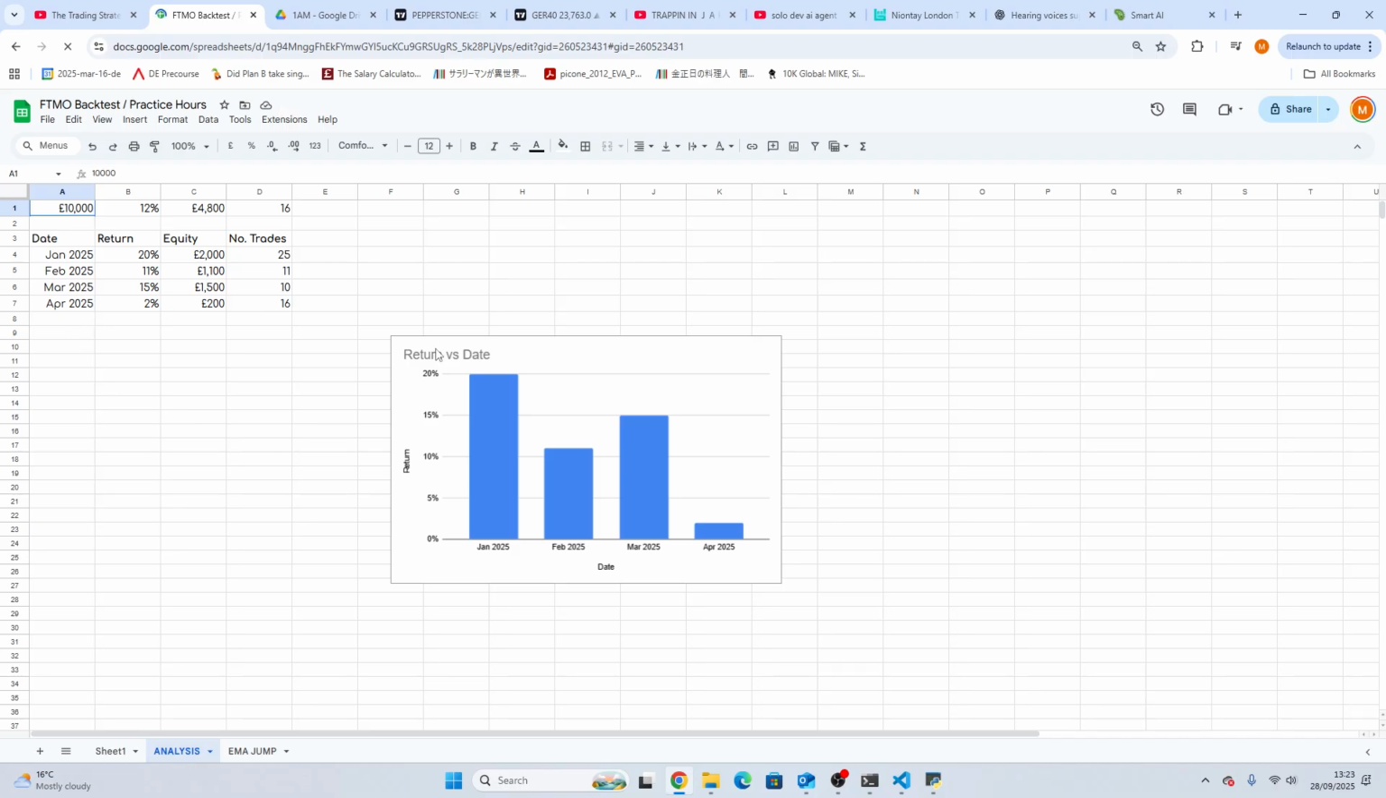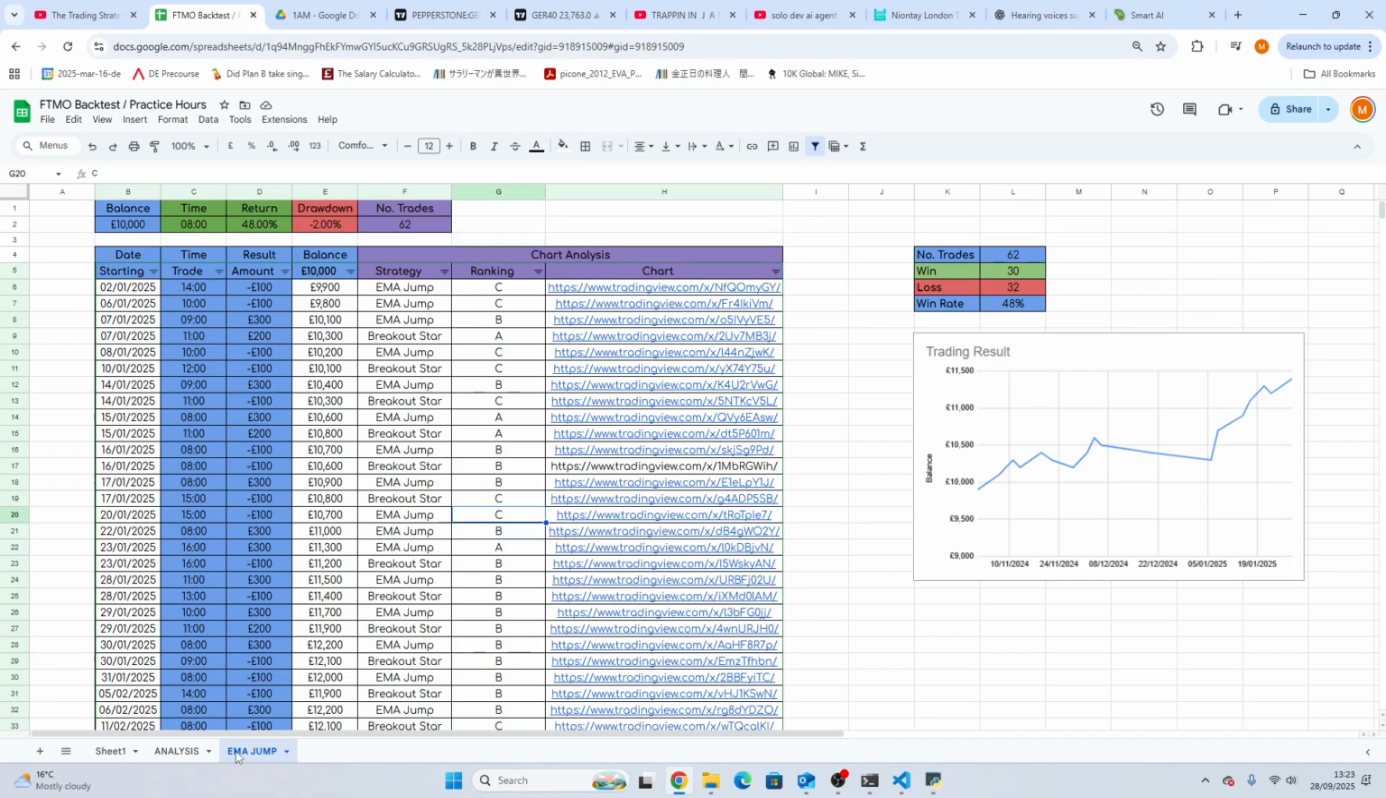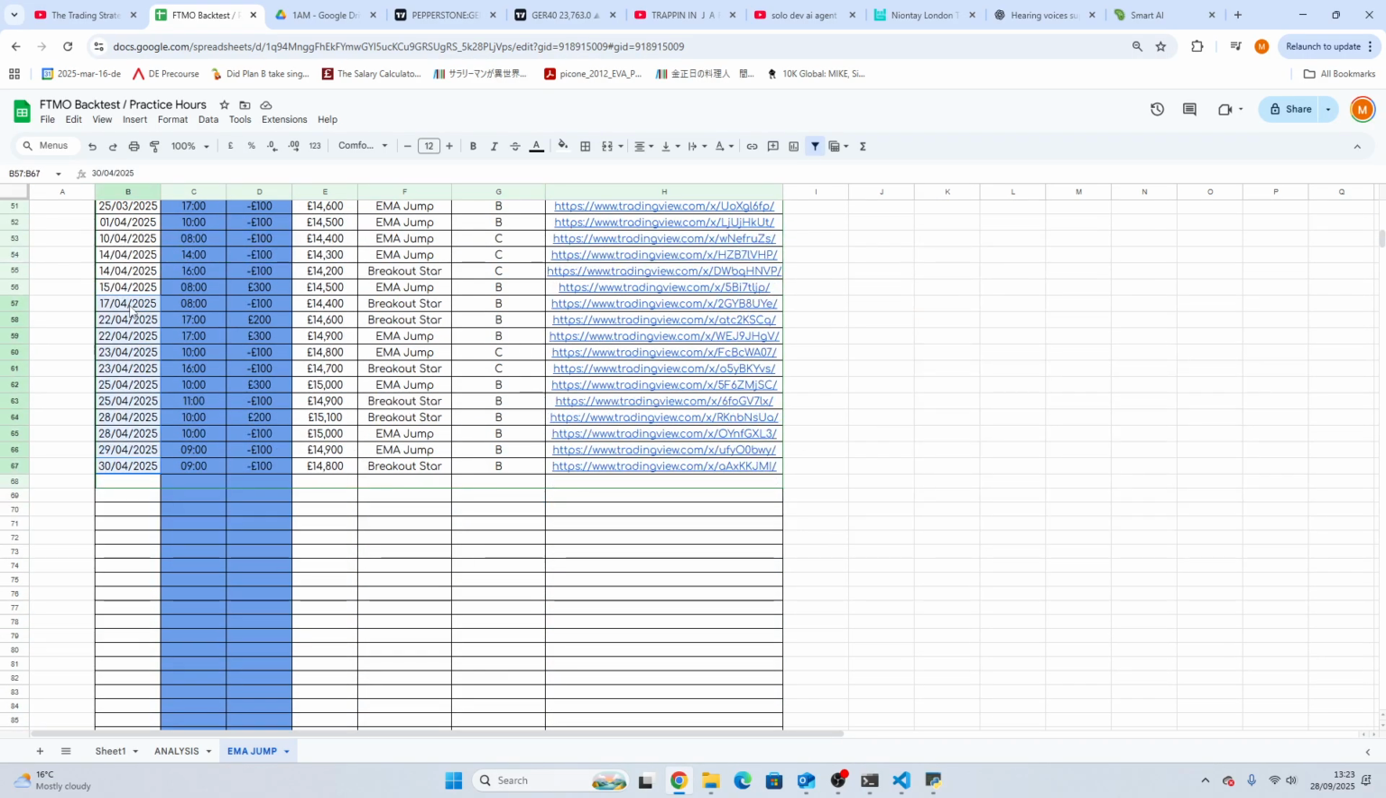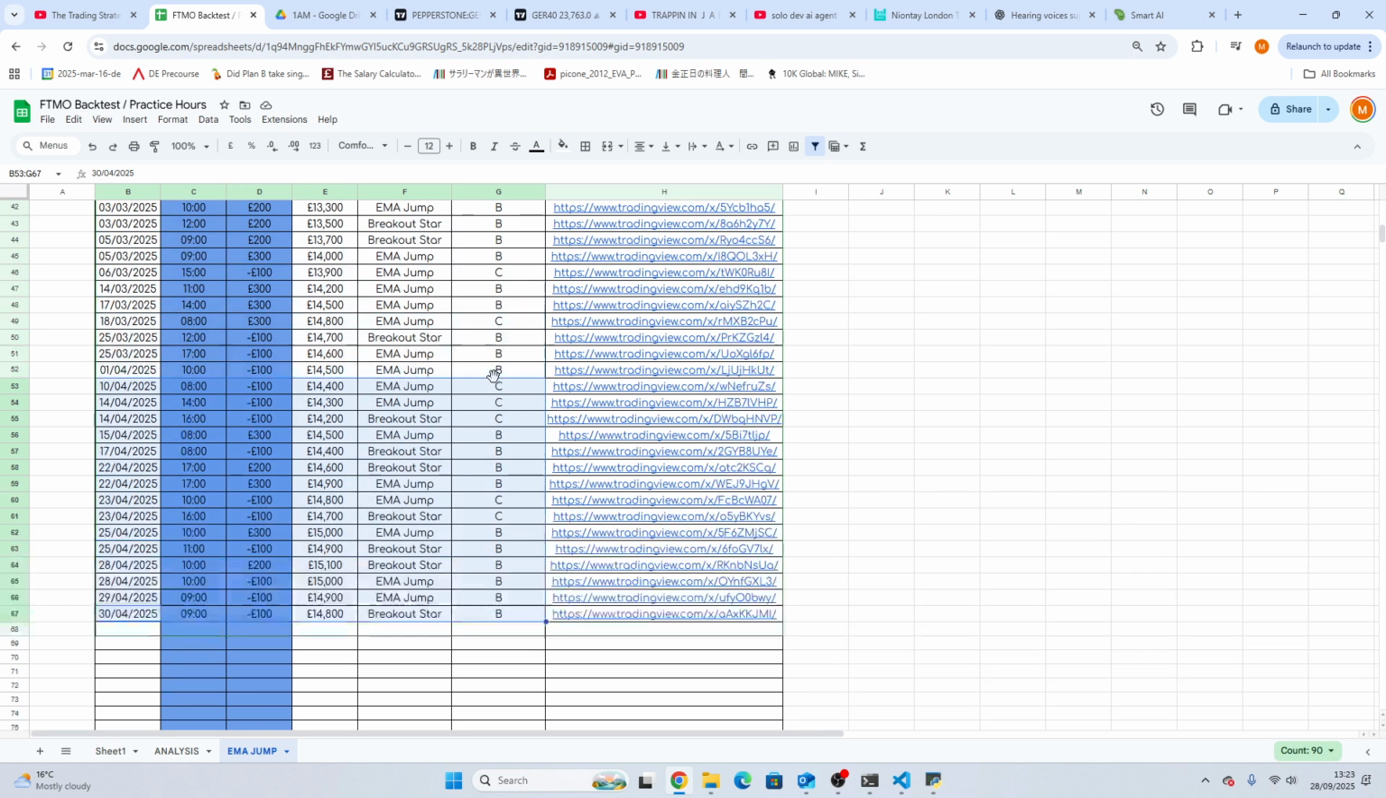So April was actually the worst performing month. It was still a positive month, 2%, but there was quite a lot of losses. A lot of good lessons though, because there were a lot of C trades. So if you exclude the C trades, you actually find the return is going to be higher. But that's why we're doing the back test. We want to know what a bad trade looks like versus what a good trade looks like.